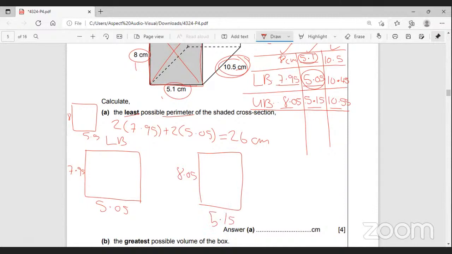Now you say, how do you see that you're going to use the lower bound or the upper bound? If the question is saying which one gives the least perimeter, definitely it's when you add the lower bounds together. And which one will give the most perimeter? It's when you add the upper bounds together. Okay.